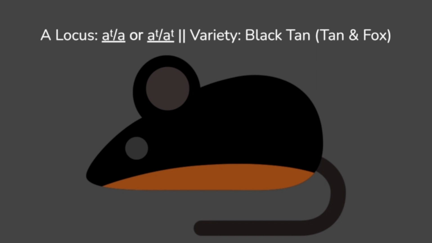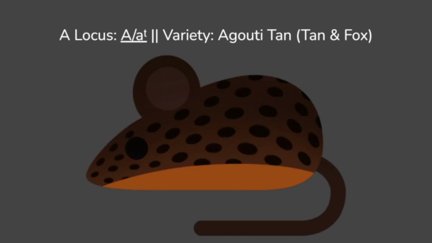With black tan, the tan belly is dominant over black, so it can have one copy of black tan and a copy of black, or it can have two copies of black tan. But this is what it looks like with two copies or one copy. And the tan belly is even dominant over agouti. So while the black top is recessive to agouti, the tan belly is dominant over the agouti belly.